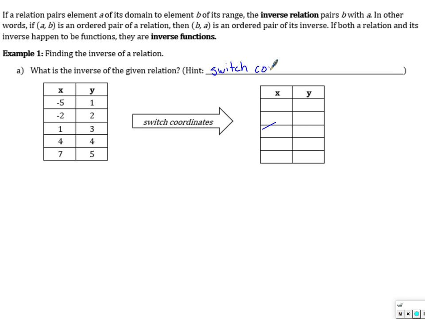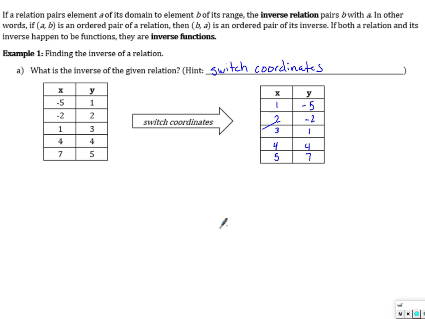If I take any function, so any equation or any set of ordered pairs or any graph, to find the inverse, I'm going to switch the x and y coordinates. So over here, my original x values are -5, -2, 1, 4, 7. Those become my y values. So I switch them from x and y. And then 1, 2, 3, 4, 5, that was the y values. They become the x values.